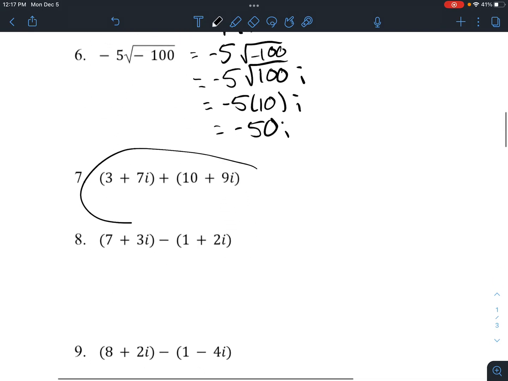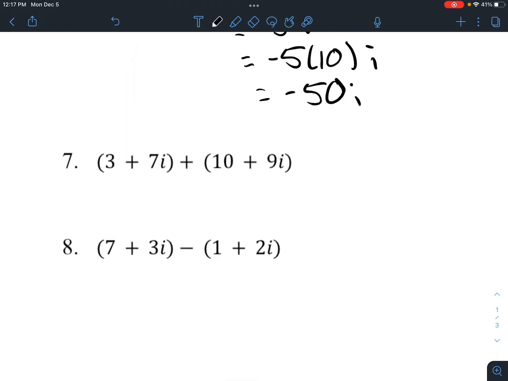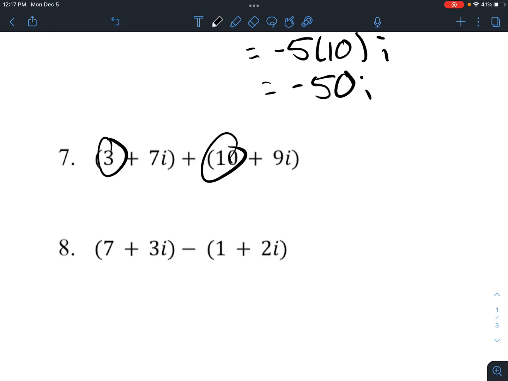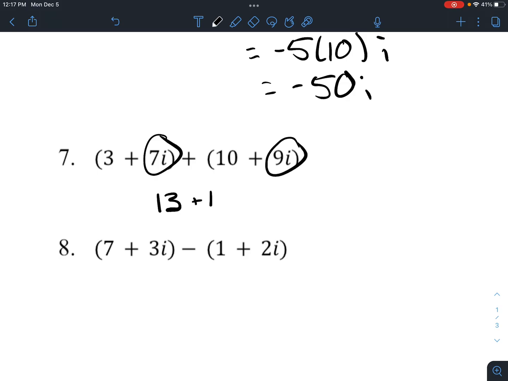When we're doing stuff like this, remember basically all we're doing is combining like terms. In this case, we don't have to distribute anything. We just got a 1 here, okay? We're not really distributing anything, so we just combine like terms. So we're going to combine a 3 and a 10, so that's going to get you 13. And then combine the 7i and the 9i, so that's going to give us 16i. Remember, we always have stuff in the a plus bi form of a complex number. So the real components first, and then the imaginary is second.